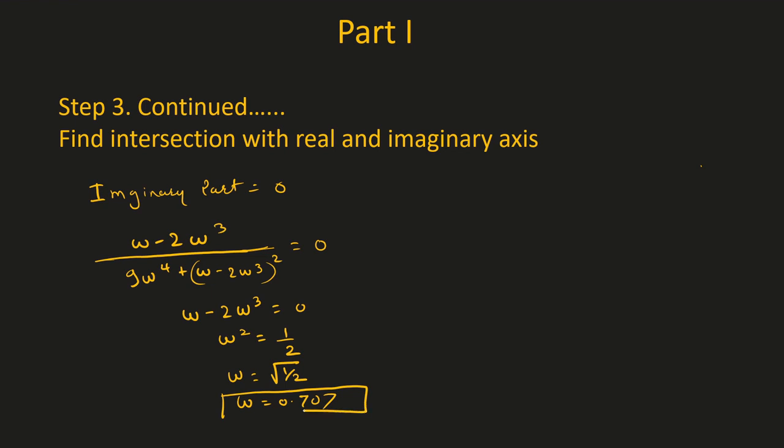So what did we do here? We equated the imaginary part of the transfer function equal to 0, and we got the intersection with the real axis. So this is the omega where we will get the intersection with the real axis. Now we find the exact point where it is intersecting with the real axis.